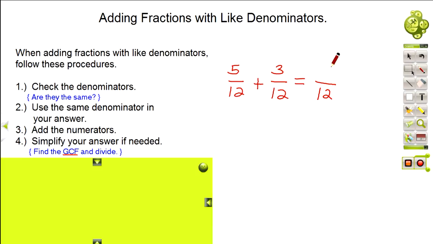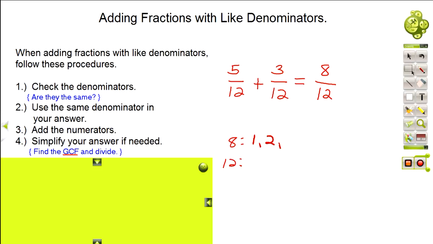Step 3, add your numerators. 5 plus 3 equals 8. Step 4, simplify your answer if needed. Obviously, we need to simplify our answer because we have two composite numbers and both are even. We would then list the factors of 8 and 12. Some of you might already know what the greatest common factor is, but what we'll do is list our factors just to be sure.